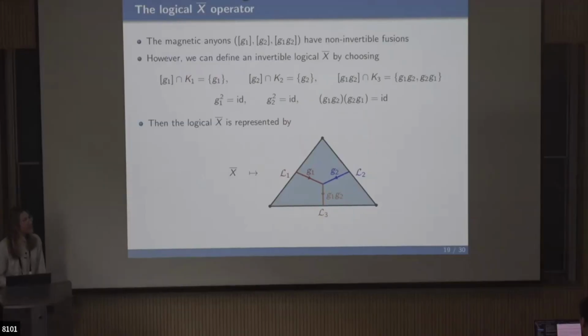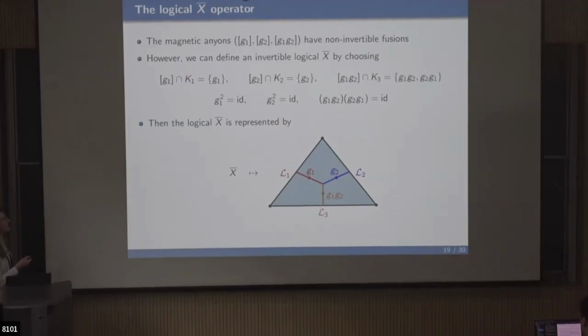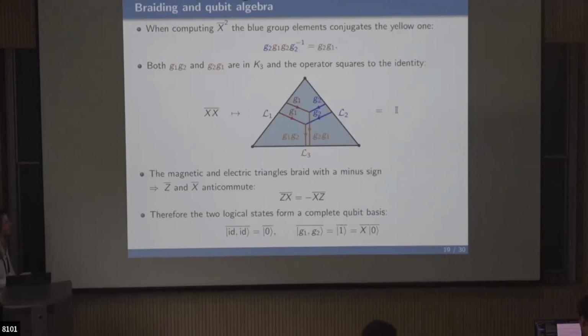Now, what's more subtle is the logical X. The anyons aren't actually labeled by group elements, they're labeled by conjugacy classes, which typically contain more than one group element. So the logical X written in terms of anyons is actually not invertible. However, if we choose particular boundary conditions, for example a boundary condition labeled by these subgroups K1 and K2 such that the intersection is only a single group element, then the boundary conditions actually pick out one group element here, and then the fusion constrains this third group element to be the product. So there is actually a way to define a logical X that is invertible like this.